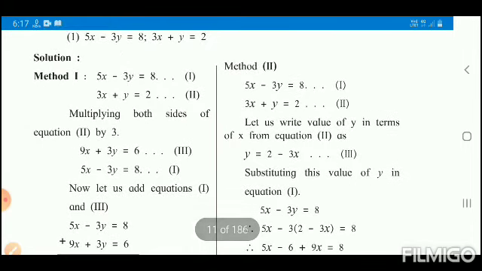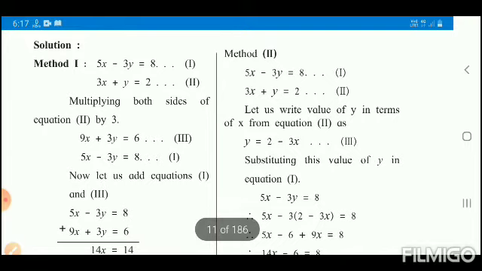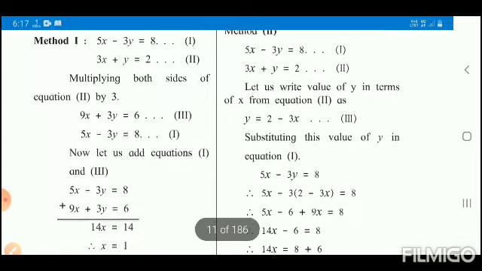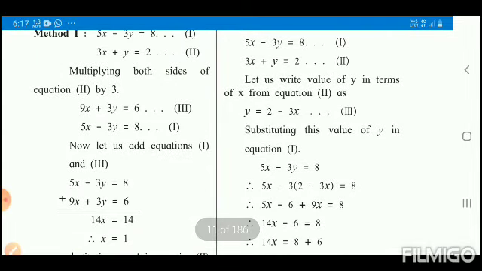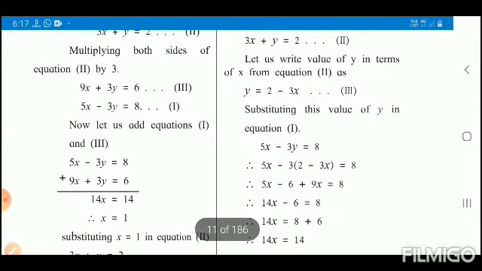Now here they multiplied both sides of equation 2 by 3. Then they got the equation 5y minus 3y is equal to 8. And another equation, this is the first equation, and by multiplying the second equation by 3, 9x plus 3y is equal to 6. Now if you see, here the coefficient of y is plus 3 and minus 3. So it will cancel with each other.